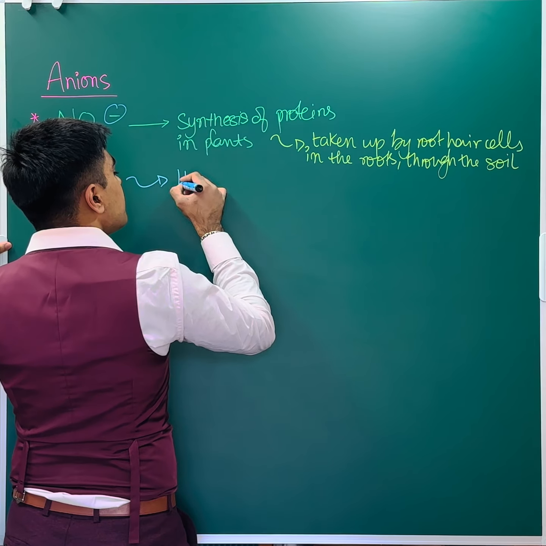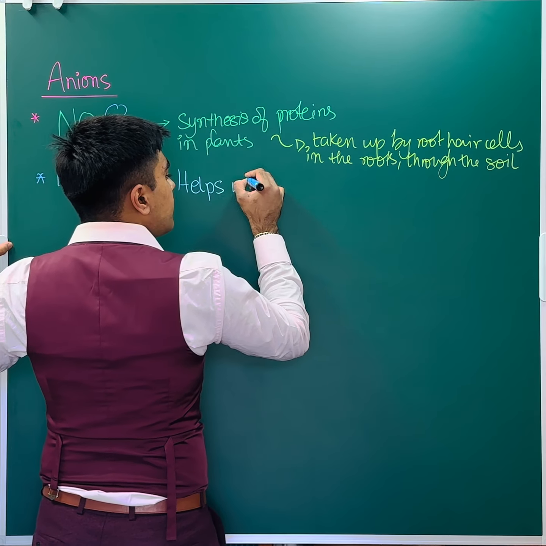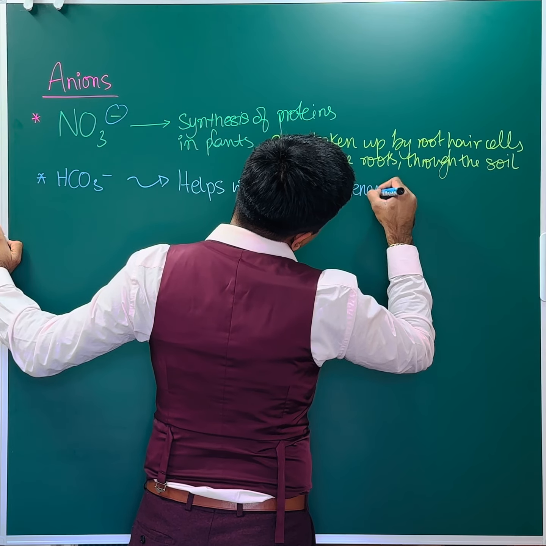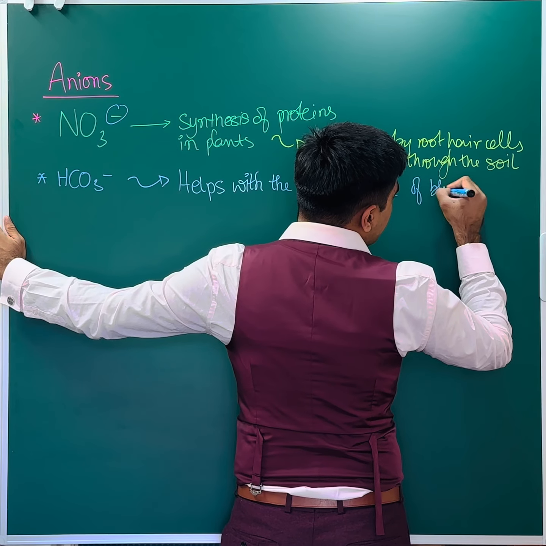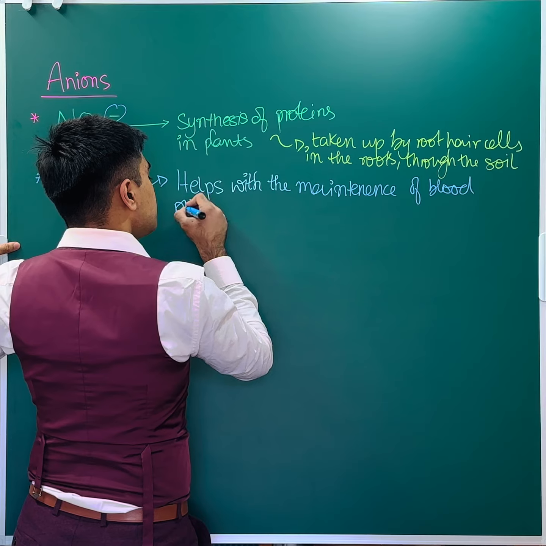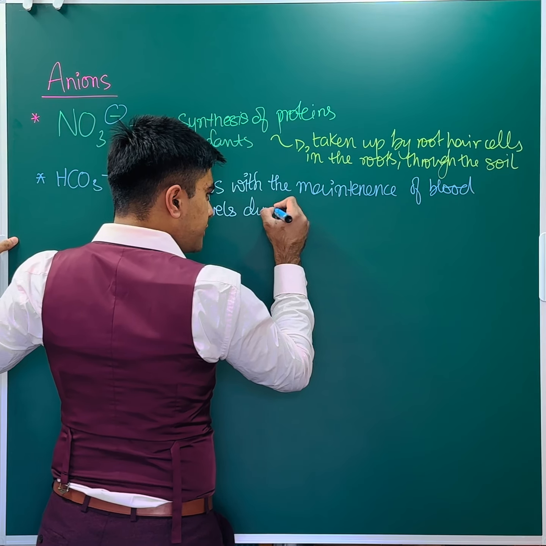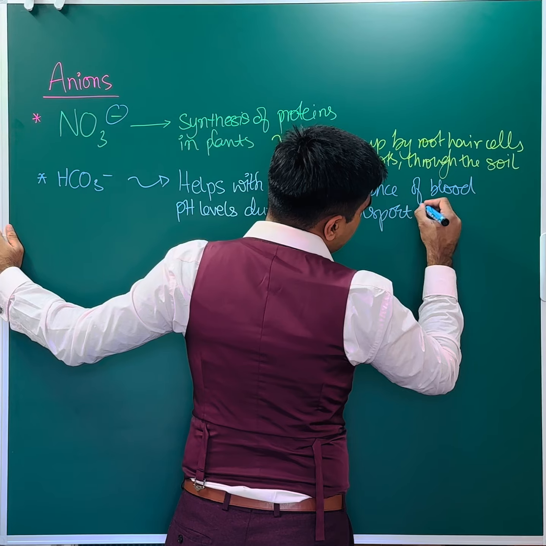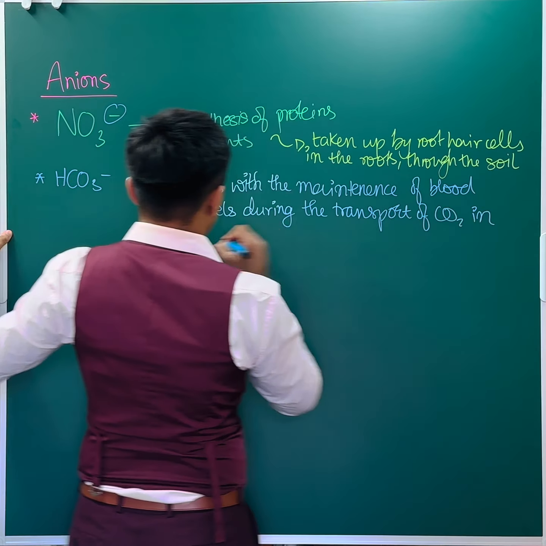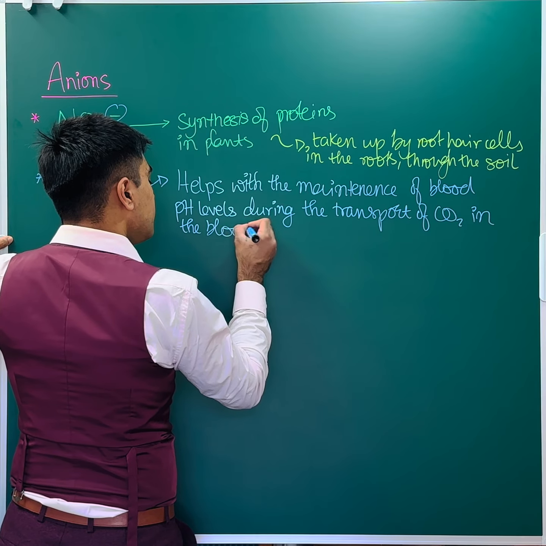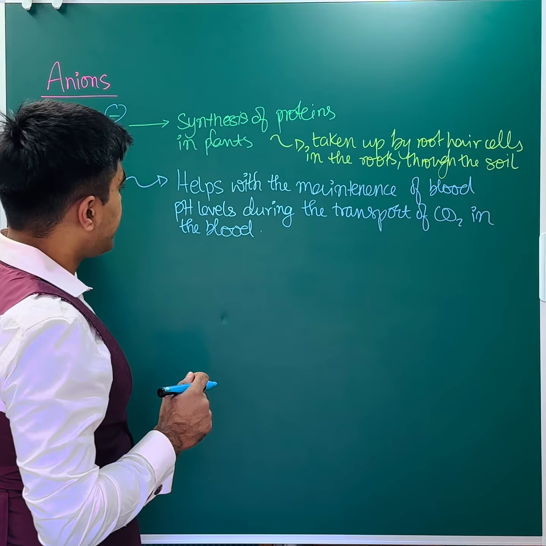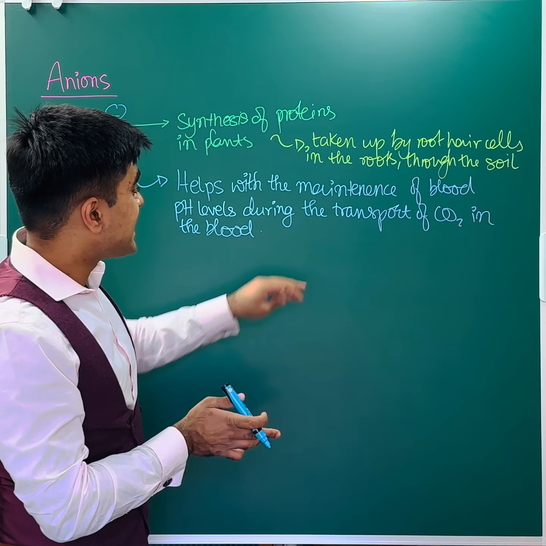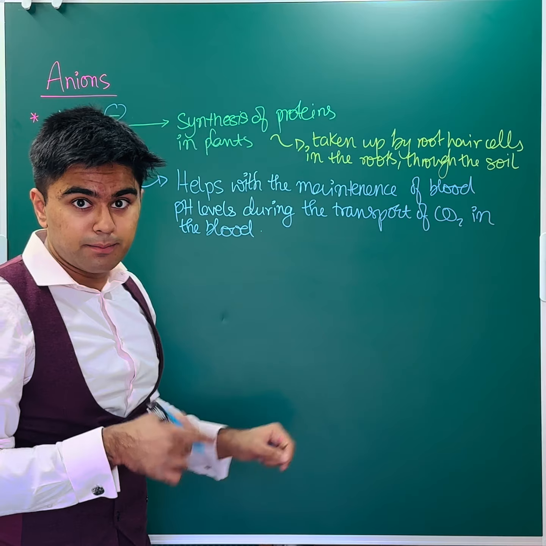is it helps with the maintenance of blood pH levels during the transport of CO2 in the blood. Okay, so HCO3 minus ions, all you need to know for now is it helps with the maintenance of blood pH whilst CO2 is being transported in the blood, okay?